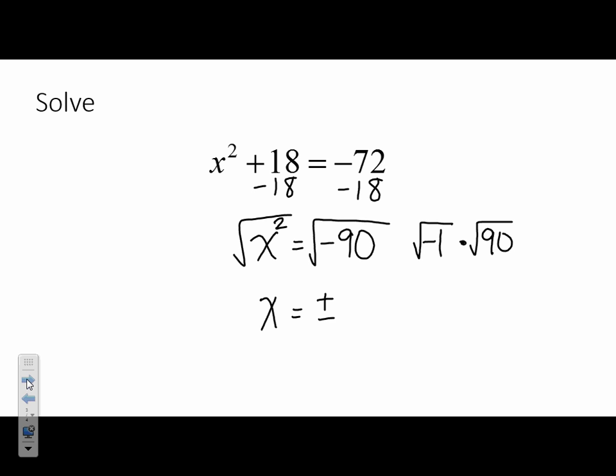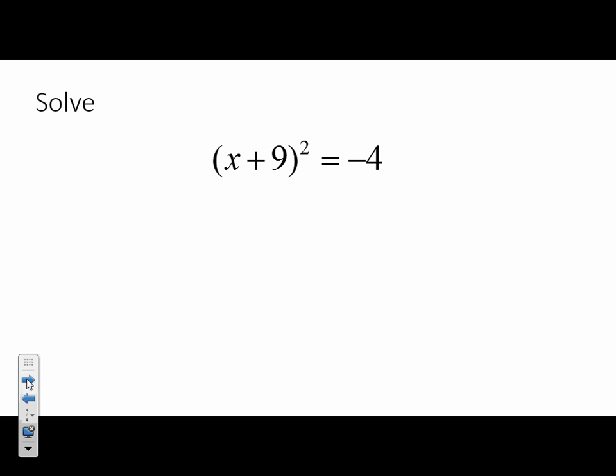However, the 90 here we can break apart some more. That's the square root of 9 times the square root of 10. The square root of 9 is 3. The square root of 10 is just the square root of 10. And don't forget about our little negative 1 guy. He's the i. So when we take a look at our final answer, it's going to be plus or minus 3i square root of 10.